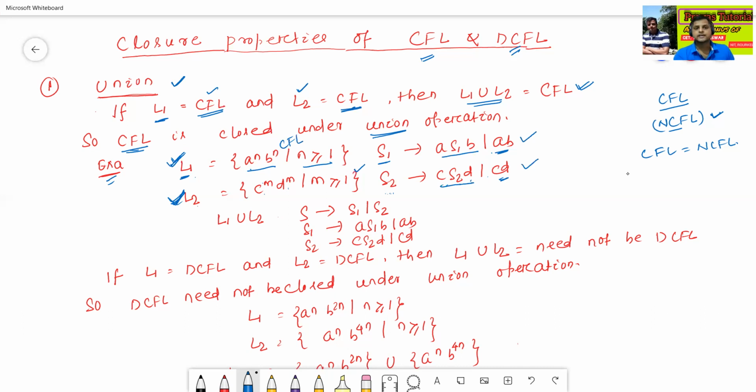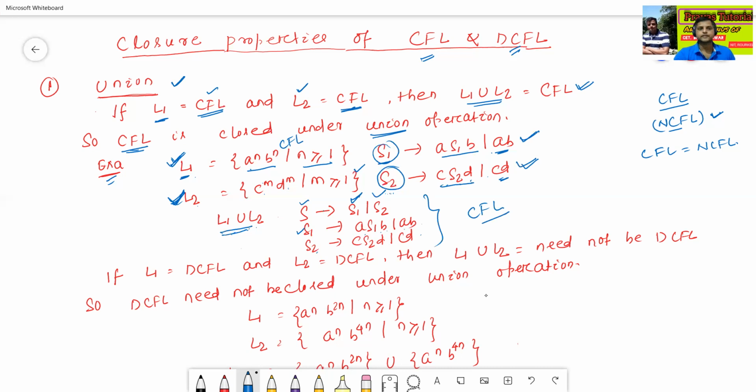Now we'll find L1 union L2. L1 union L2 is nothing but S, where S goes to S1 or S2. Where S1 equals a S1 b or ab, and where S2 equals c S2 d or cd. So this is nothing but L1 union L2, which is also CFL.